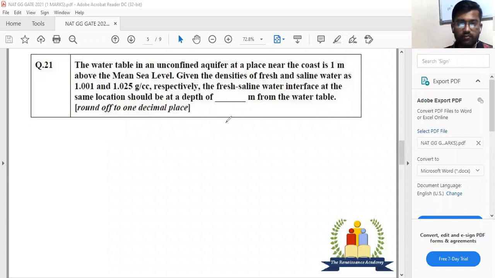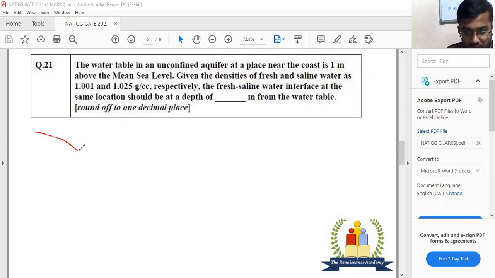Water table in an unconfined aquifer at a place near the coast is 1 meter above the mean sea level. Given the densities of fresh and saline water as 1.001 and 1.025 gram per cc respectively, the fresh-saline water interface at some location should be at a depth of fill in the blank meter from the water table. This is the question based on the Ghyben-Herzberg relation. From hydrogeology, first try to draw a diagram.